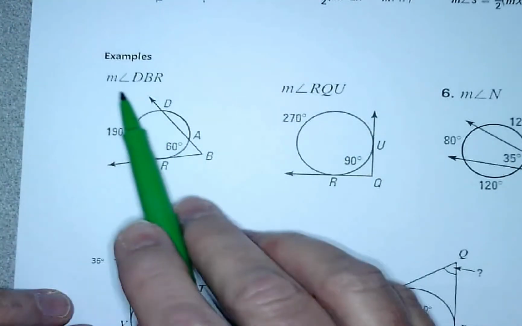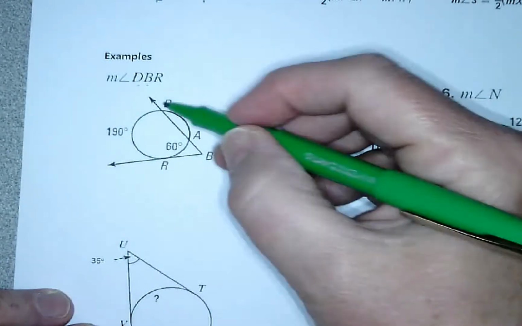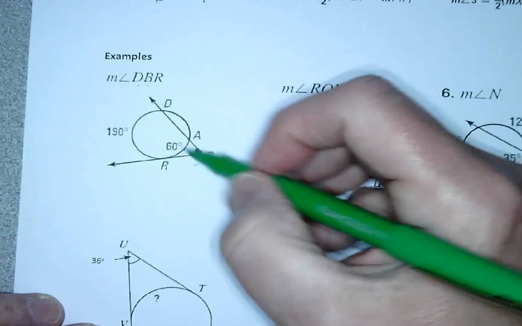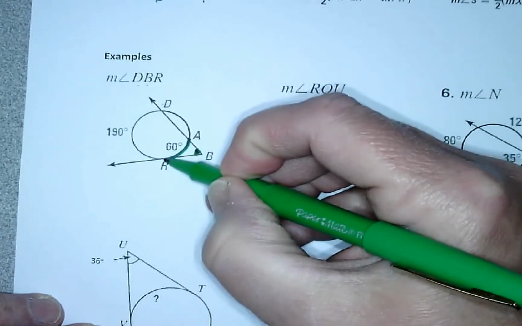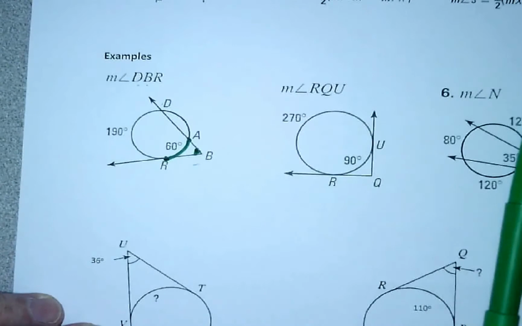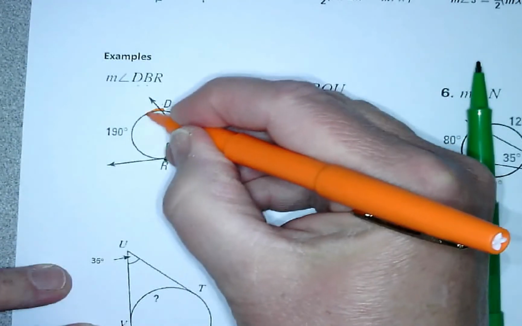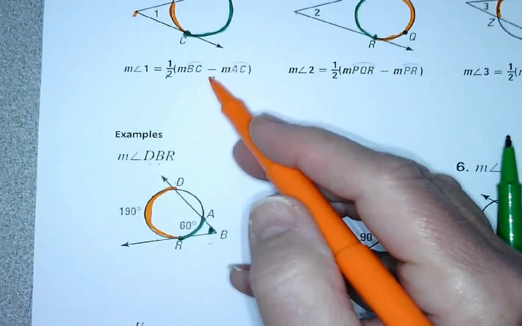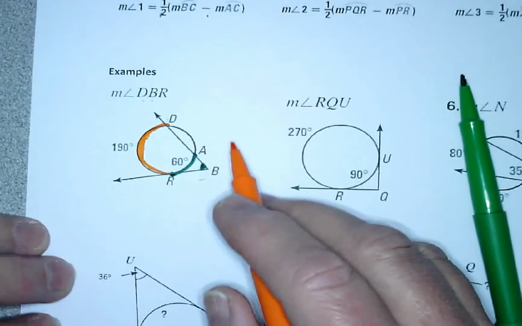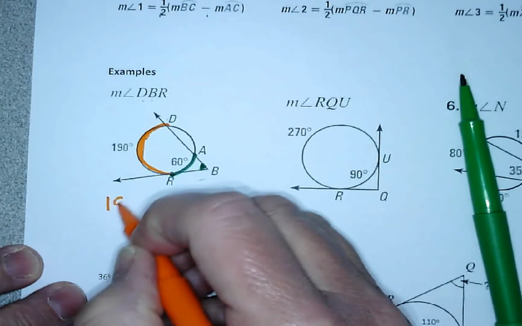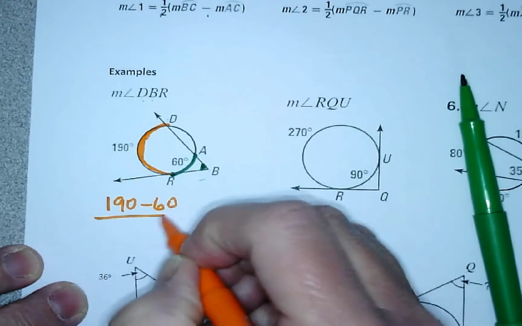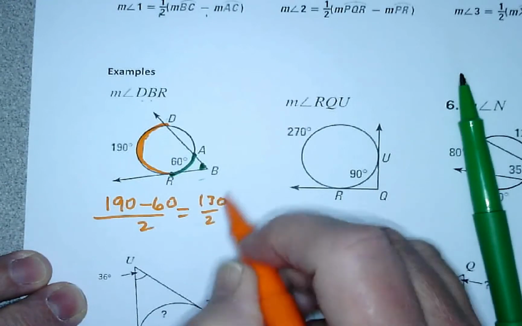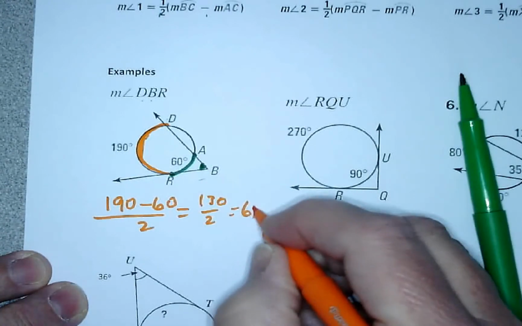So the first one here, we want to find the measure of angle DBR. So we want to find this outside angle here. If I follow the sides of that angle, it hits the circle here at AR, which is 60. And then it's going to hit the other side here from D all the way back to R. Okay, so it's very similar to this one right above it that we looked at. So the measurement of this angle is equal to the difference of those two arcs divided by 2. So the difference is going to be 130 divided by 2. That angle outside here is 65 degrees.